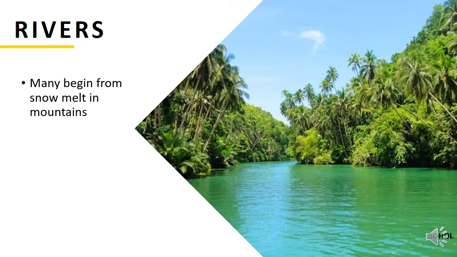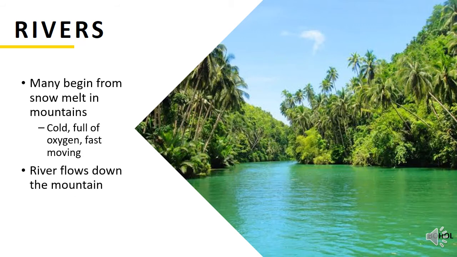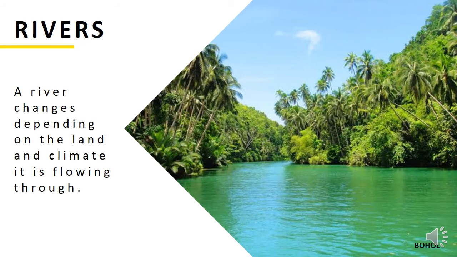Rivers that begin from snowmelt in mountains are cold, full of oxygen, and fast moving. On the other hand, as a river flows down the mountains, it becomes wider, warmer, slower, and has less oxygen. So a river can change depending on the land and climate it is flowing through.